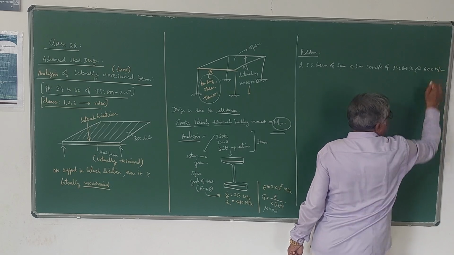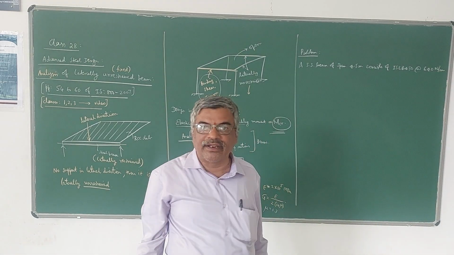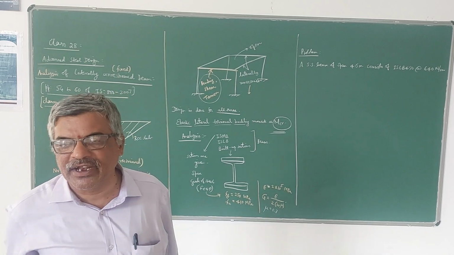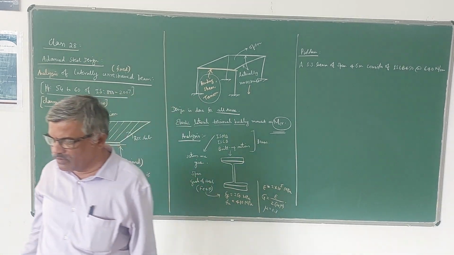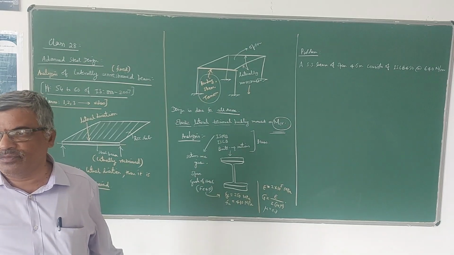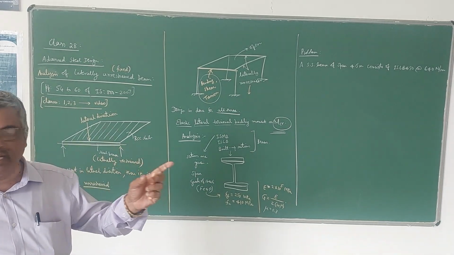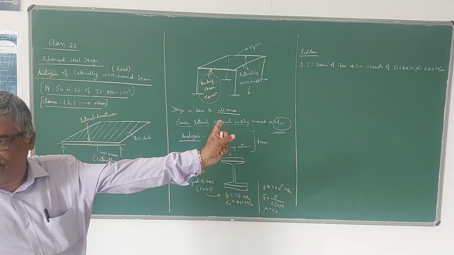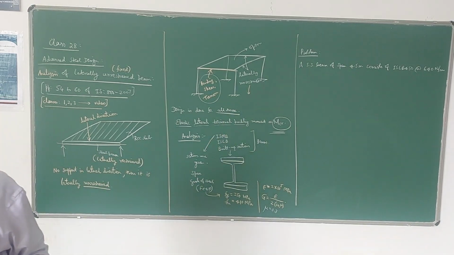What is the 640 Newton per meter? Weight of that section. It varies from section to section. For a heavier section, weight will be more. That's like for 1 meter length, that much weight will be there, the self weight of that section.